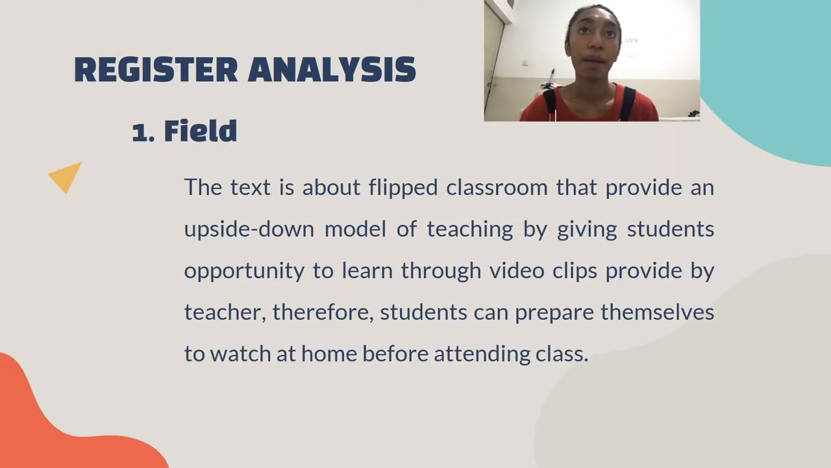Here I will explain to you the register analysis. There will be three of them, as we all know: field, tenor, and mode. The field from the text is that the text is about flipped classroom, which provides an upside down model of teaching by giving students the opportunity to learn through video clips provided by the teacher. Therefore, students can prepare themselves by watching at home before attending class.